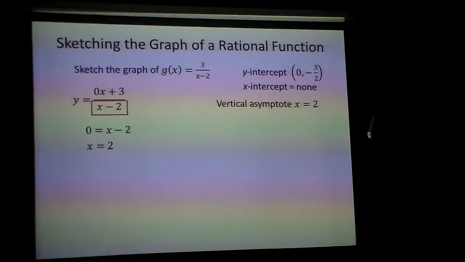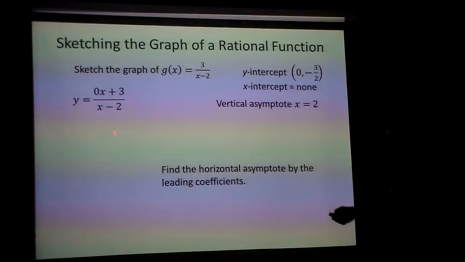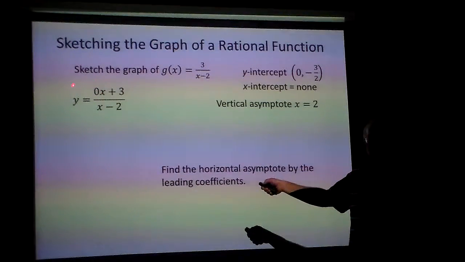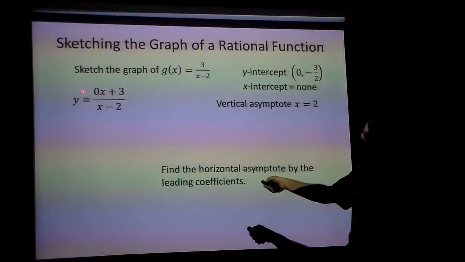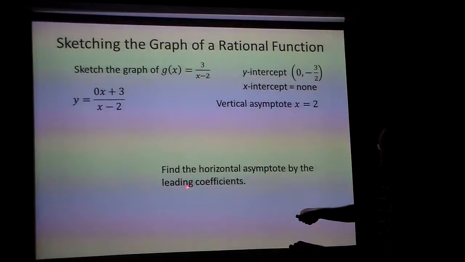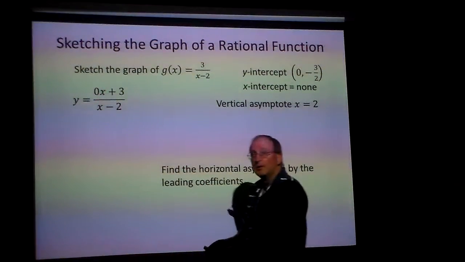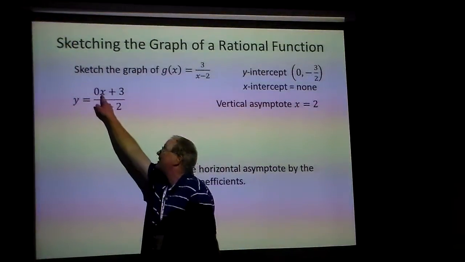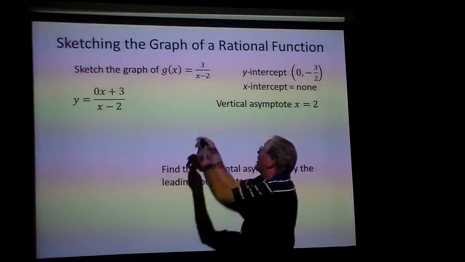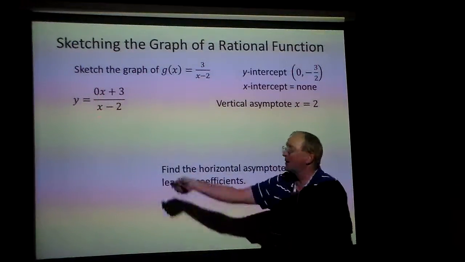The next thing I want to find is the horizontal asymptote. Now here is why I wrote down 0x right here. This is the whole reason why I put that 0x in there. Because in order to find the horizontal asymptote, you have to look at the leading coefficients. And the leading coefficients need to be the same degree, meaning I need an x and an x. The original problem did not have an x in it. That's why I added 0x.